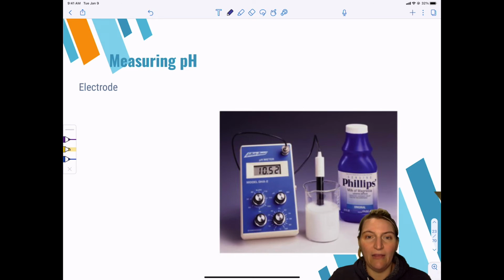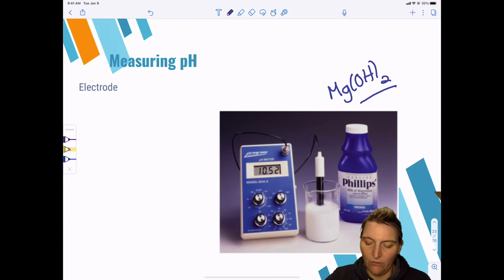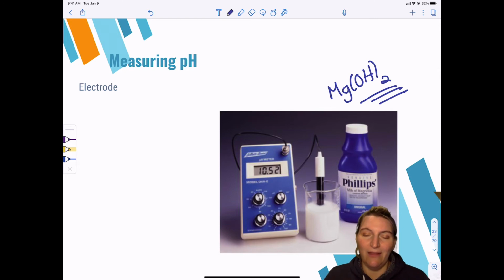And you can see, in this case, the milk of magnesia. Milk of magnesia is a saturated solution of MgOH2. And we can see the pH is 10.52. So that would make sense. It's a weak base. There's its pH.